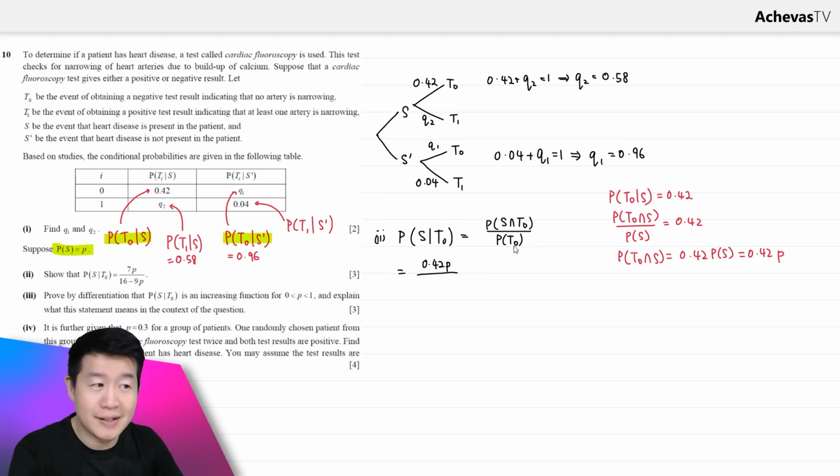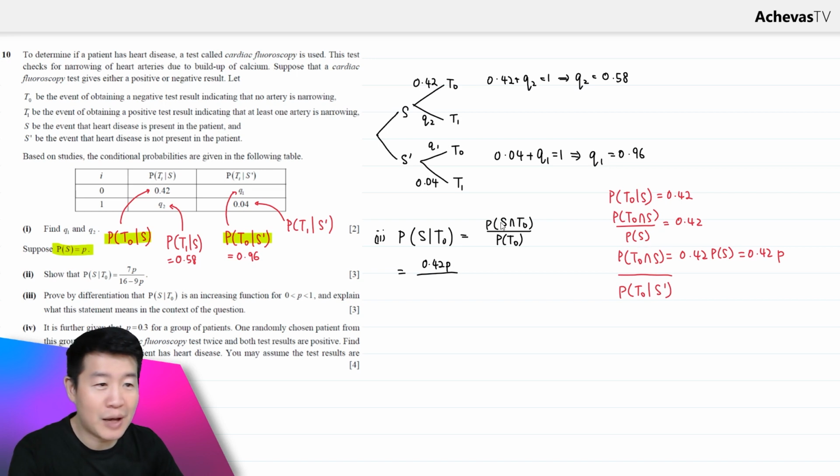And again, we are looking at T0. So we have this T0 here, and we have another T0 here. Let's see whether we can make use of either of these. I've already come up with something like this: T0 and S is 0.42P. Let's see what we can do with this. So this is T0 given S prime. Let's try the probability of T0 given S prime.